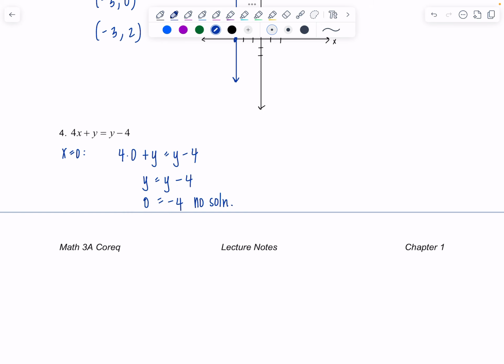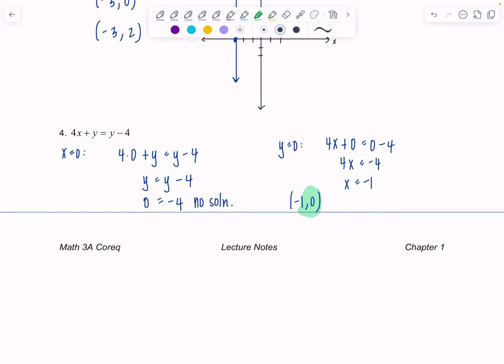Let's try something else. Let's try y is 0. So 4x plus 0 equals 0 minus 4. So then I get 4x is -4, which means x is -1. Okay, so then now I do have a point, (-1, 0). Let me highlight that so we don't forget about it.